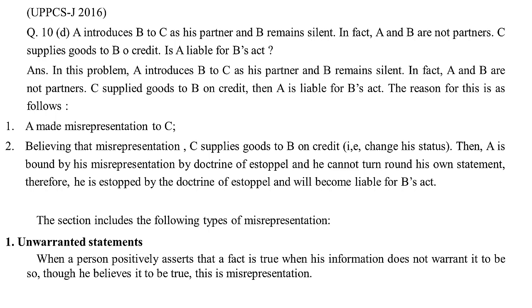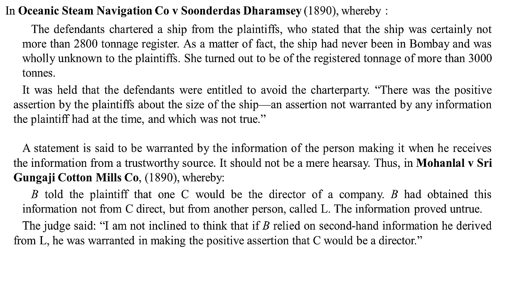So we see that in the case of Ocean Extreme Navigation Company versus Sundar Das Dharamse, the fact was that the defendants chartered a ship from the plaintiffs who stated that the ship was certainly not more than 2800 tonnage register. As a matter of fact, the ship had never been in Bombay and was wholly unknown to the plaintiffs. She turned out to be of the registered tonnage of more than 3000 tons. Here it was held that the defendants were entitled to avoid the charter party because, as the court held, there was the positive assertion by the plaintiffs about the size of the ship, an assertion not warranted by any information the plaintiff had at the time and which was not true.